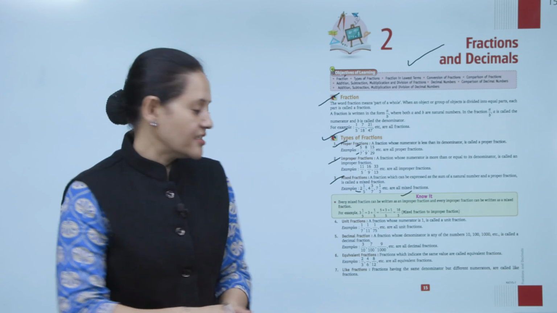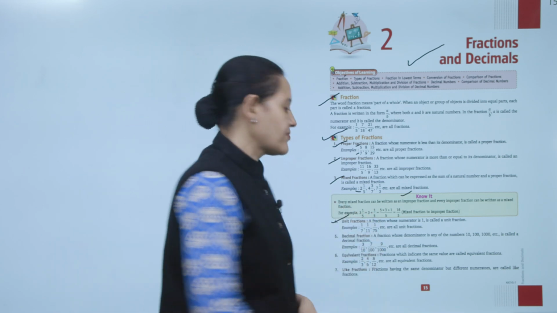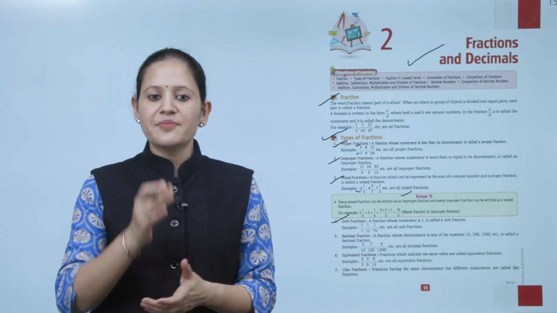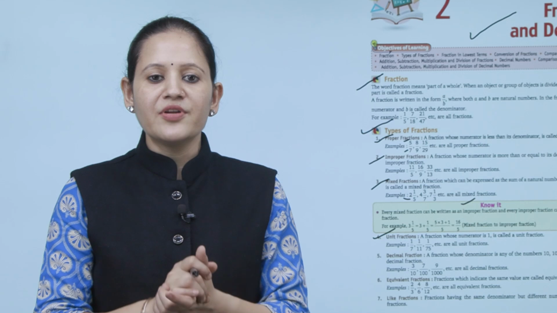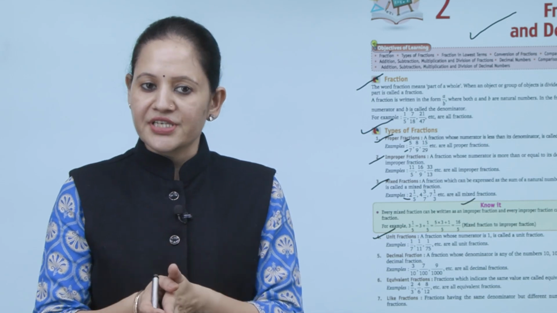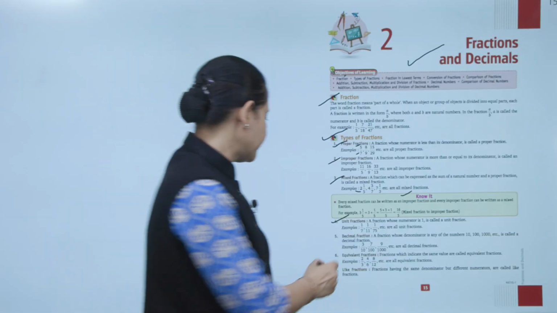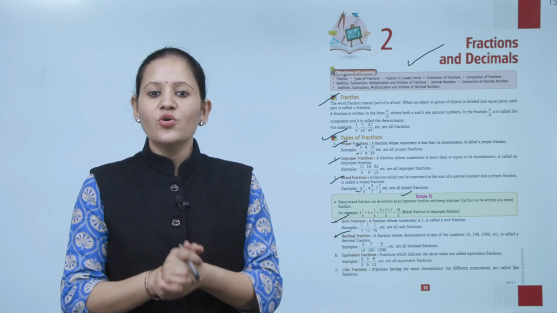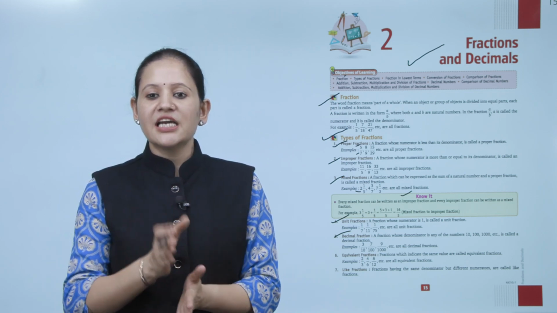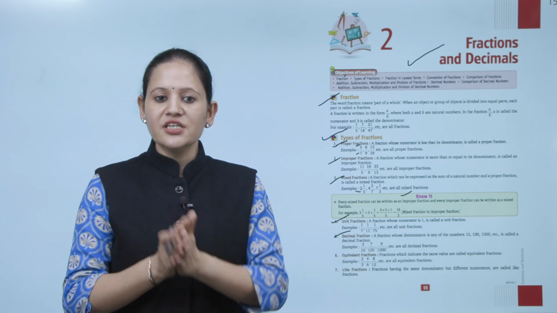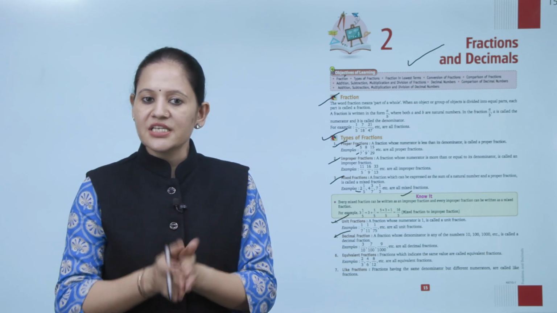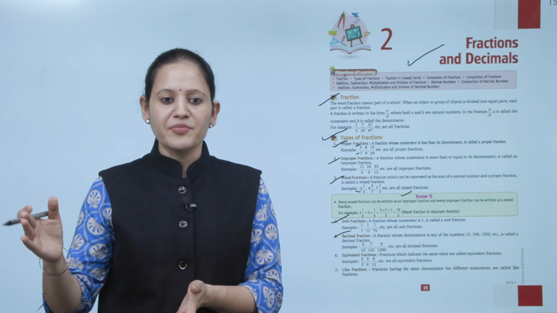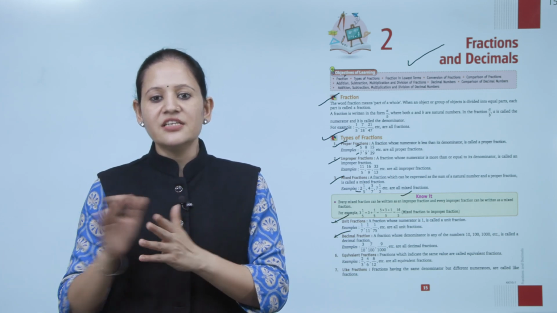Next is unit fraction. A fraction whose numerator is 1 is called a unit fraction. For example, 1 upon 7, 1 upon 11, 1 upon 75, all these are unit fractions. Next is decimal fraction. A fraction whose denominator is any of the numbers 10, 100, 1000, etc. is called a decimal fraction, like 3 upon 10, 7 upon 100, 9 upon 1000. All these have denominators that are multiples of 10. These are the decimal fractions.